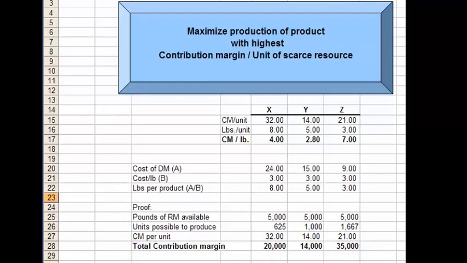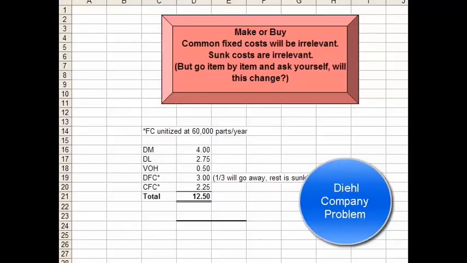So this is just a proof that this is the simple approach, the way to compute which product you ought to be focusing on when there's a scarce resource.